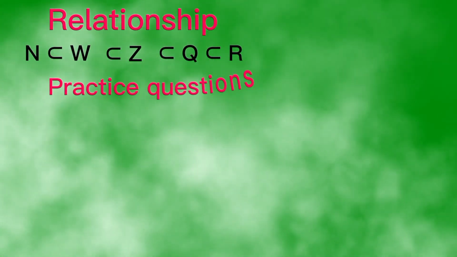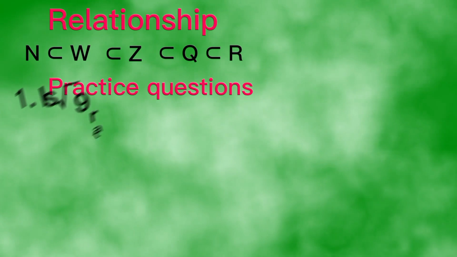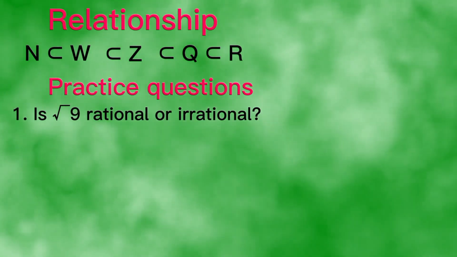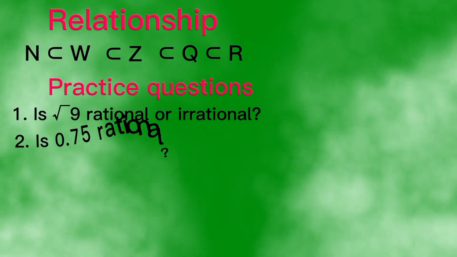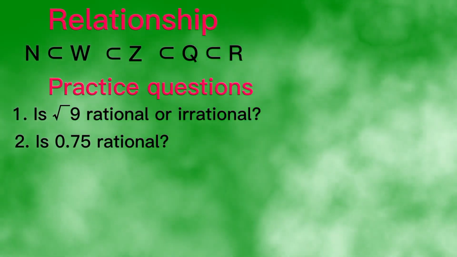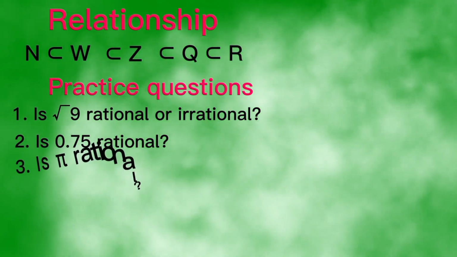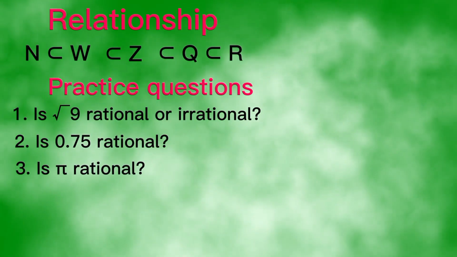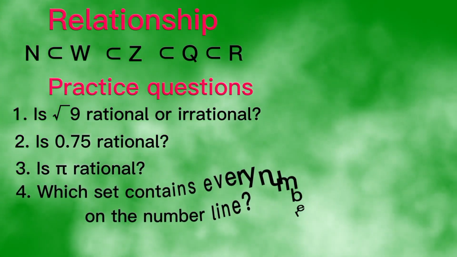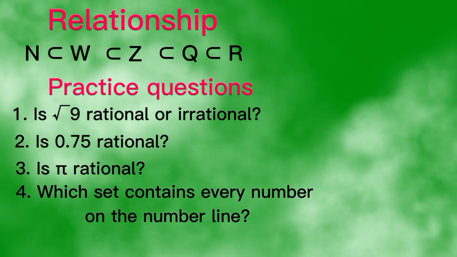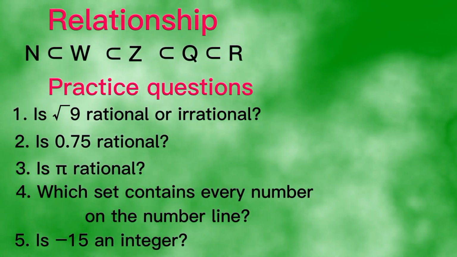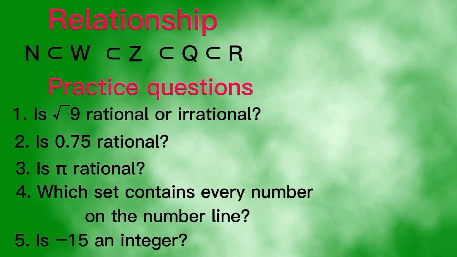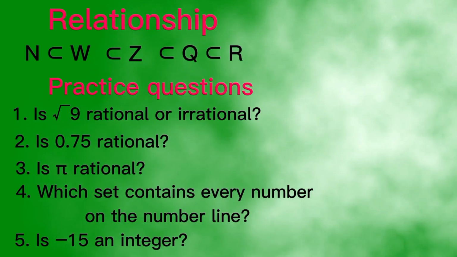Practice questions. 1. Is square root 9 rational or irrational? 2. Is 0.75 rational? 3. Is pi rational? 4. Which set contains every number on the number line? 5. Is -15 an integer? Pause the video and try them yourself.